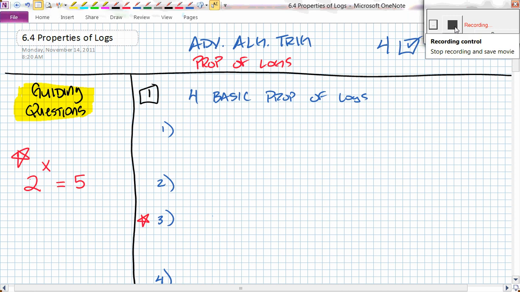We're talking about the properties of logs. I have a little question on the side over there. It says guiding question, with a little star next to it, and it's all about exponents.